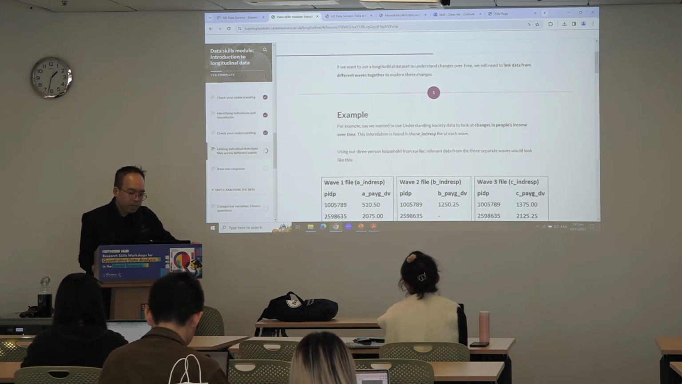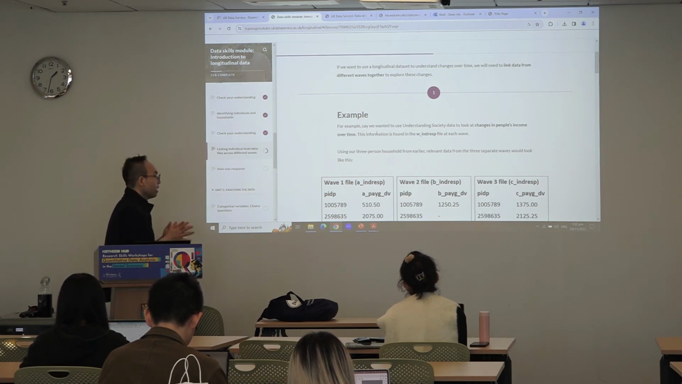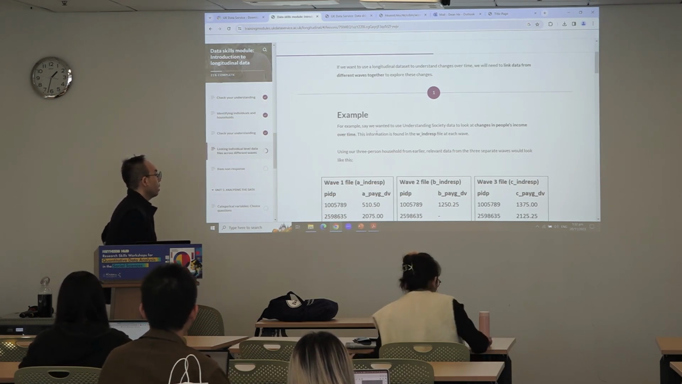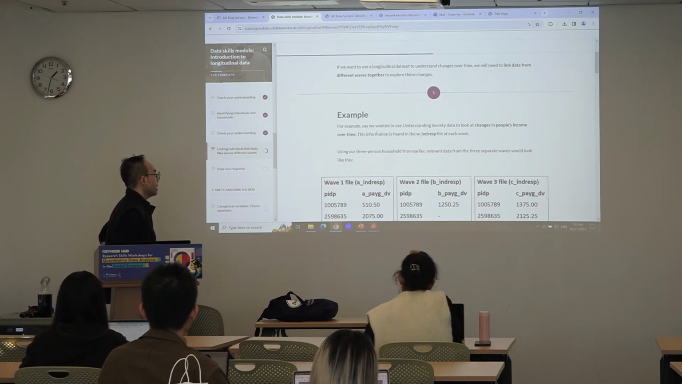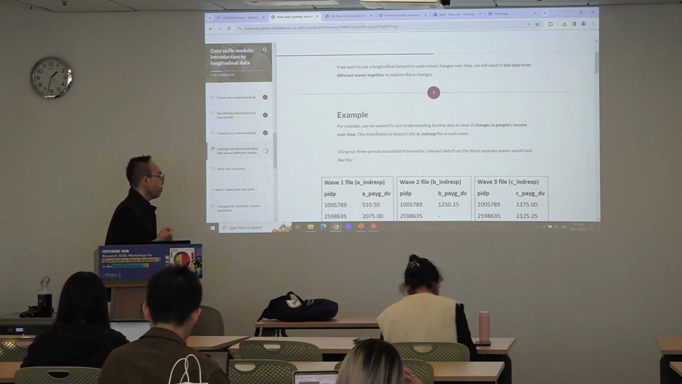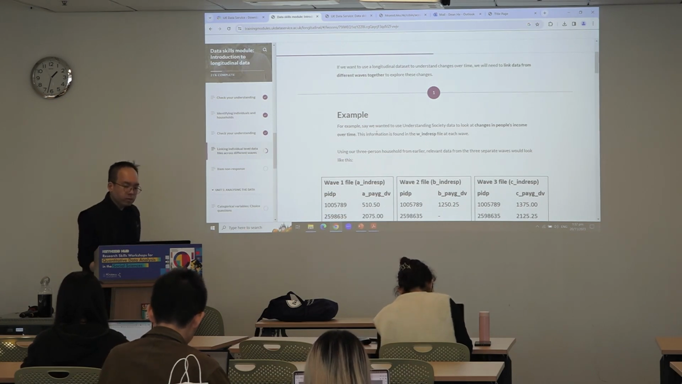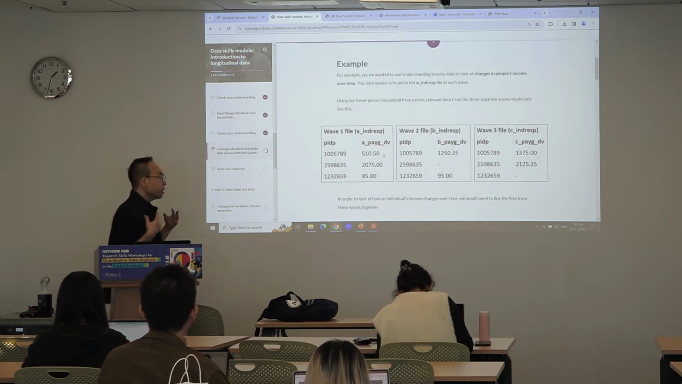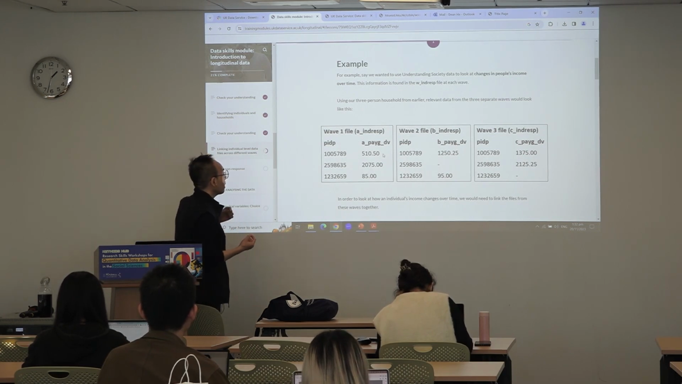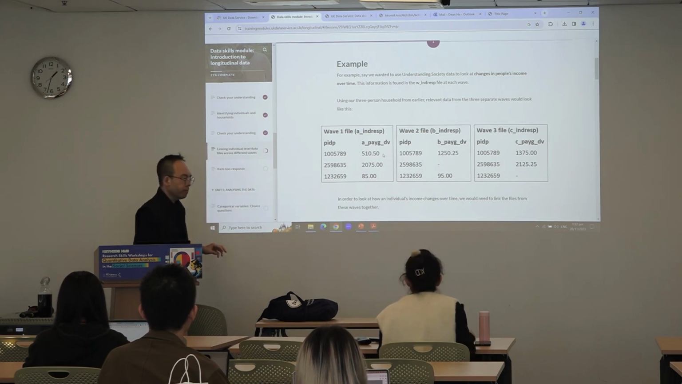So for example, this is exactly the question I studied: if you want to understand changes in people's income over time, then we wanted to know what it is from different waves, okay? So again, it is much better looking at different waves and different people. If we look at the 3-person household from earlier, the relevant data from 3 separate waves would look like this. Let's make sense of this, okay?